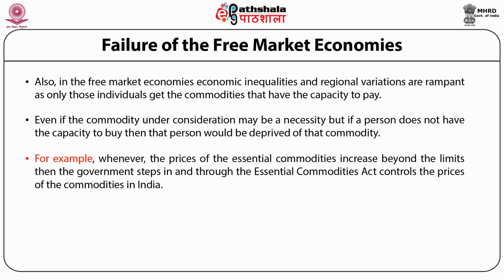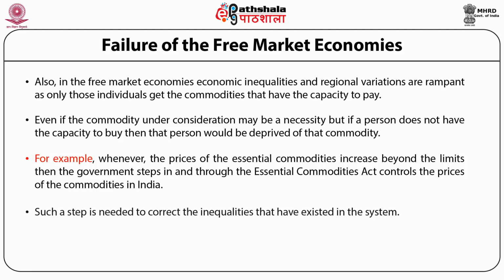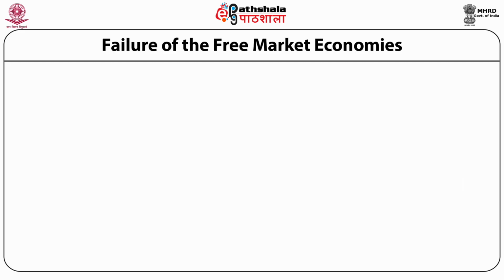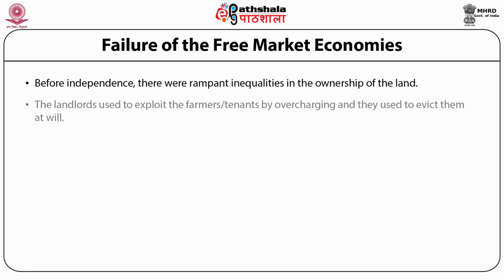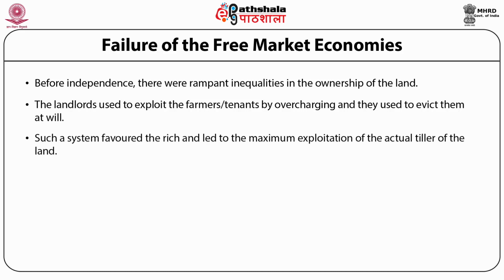The role of the state is also required to cause redistribution of income and wealth. Such a step is needed to correct the inequalities that have existed in the system. Before independence, there were rampant inequalities in the ownership of the land. The big landlords had the majority of the land, and the poor farmers who used to actually work on the land were given very low rent. The landlords used to exploit the farmers or tenants by overcharging, and they used to evict them at will. Such a system favored the rich and led to the maximum exploitation of the actual tiller of the land.